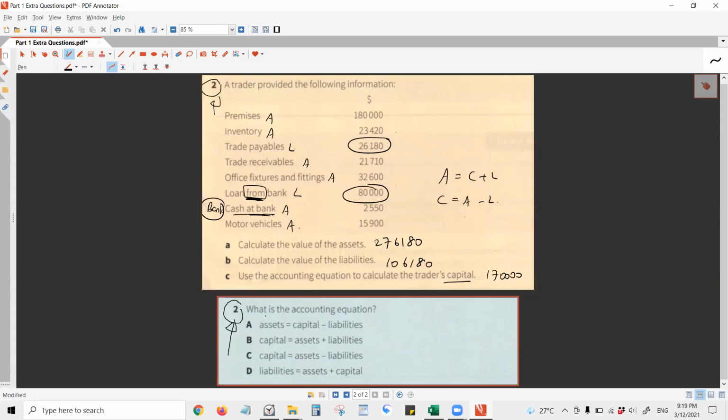And then the last one, what is the accounting equation? C, because A equals C plus L. If you reposition some of the items, you move the items around, you can get A minus C equals L, or A minus L equals C. So the answer is C.